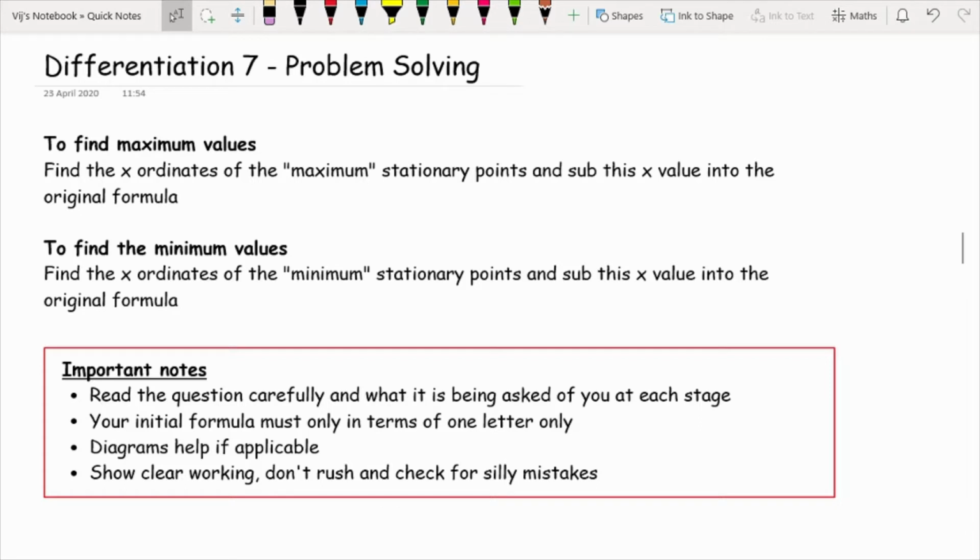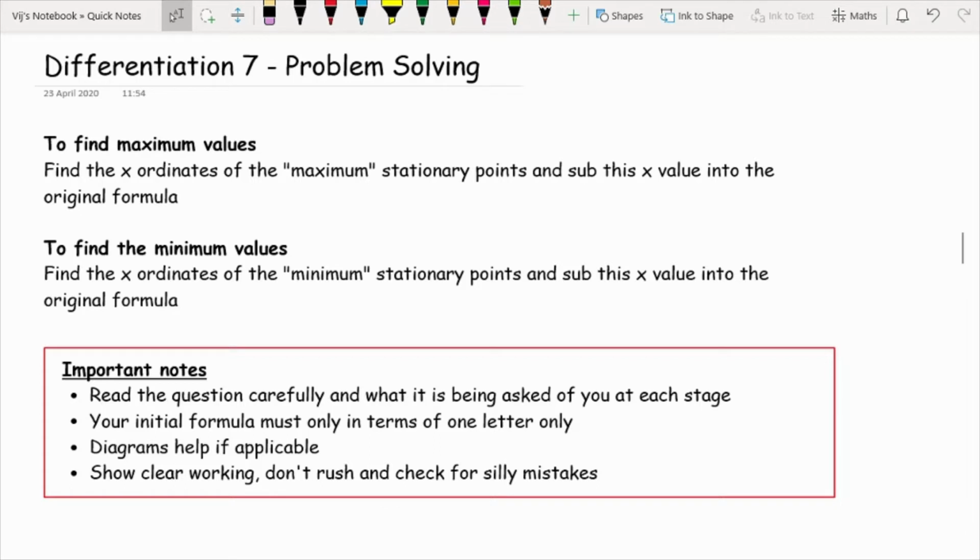Now, before you tackle each of these questions, there are some important notes to run through before you start. First things first is, as always, read the question carefully and what is being asked of you at each stage. Some nice questions are broken down into sections, i.e. A, B, C, D, before you get to the final point. Some larger mark questions, i.e. more exam style questions worth 7 marks, might ask you to go straight to the maximum value, in which case it's a matter of working through your work in stages.